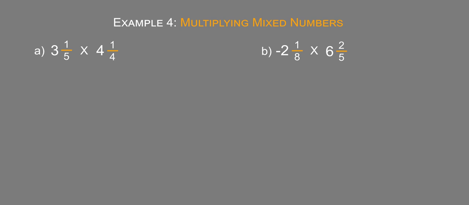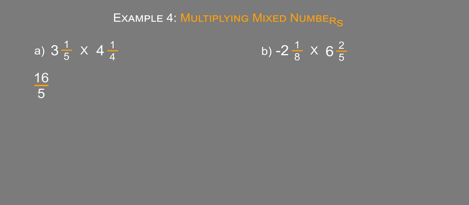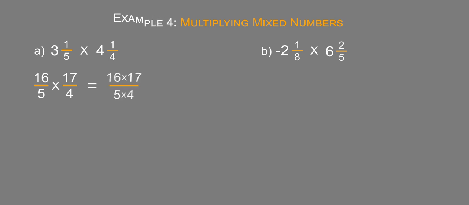With part A, we're given 3 1/5 times 4 1/4. So if we convert that first to an improper fraction, we have 3 times 5 is 15 plus 1 is 16. So this ends up being 16 fifths times 4 times 4 is 16 plus 1 is 17 fourths. So we multiply across the top, multiply the numerators, and we multiply across the bottom. 5 times 4.